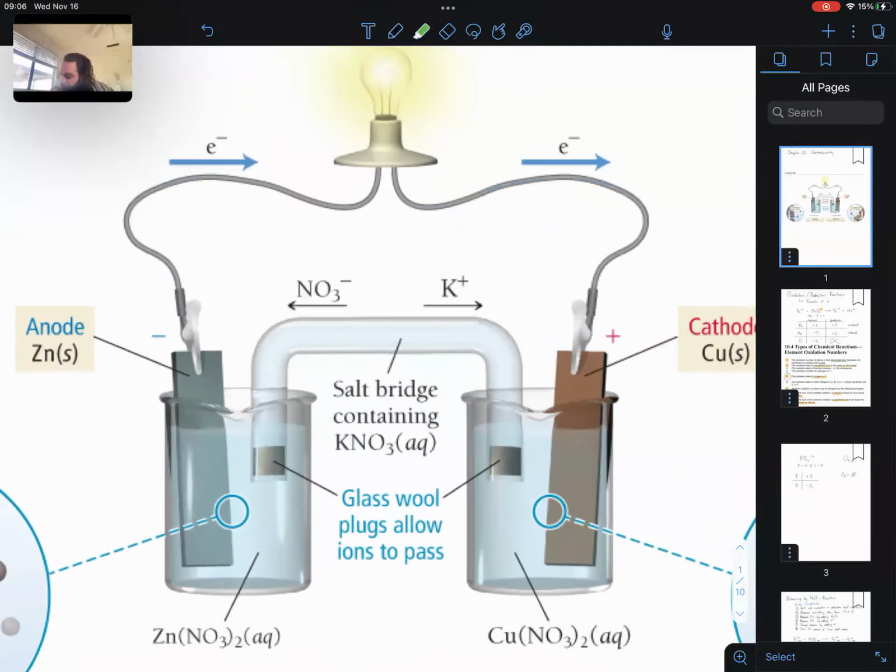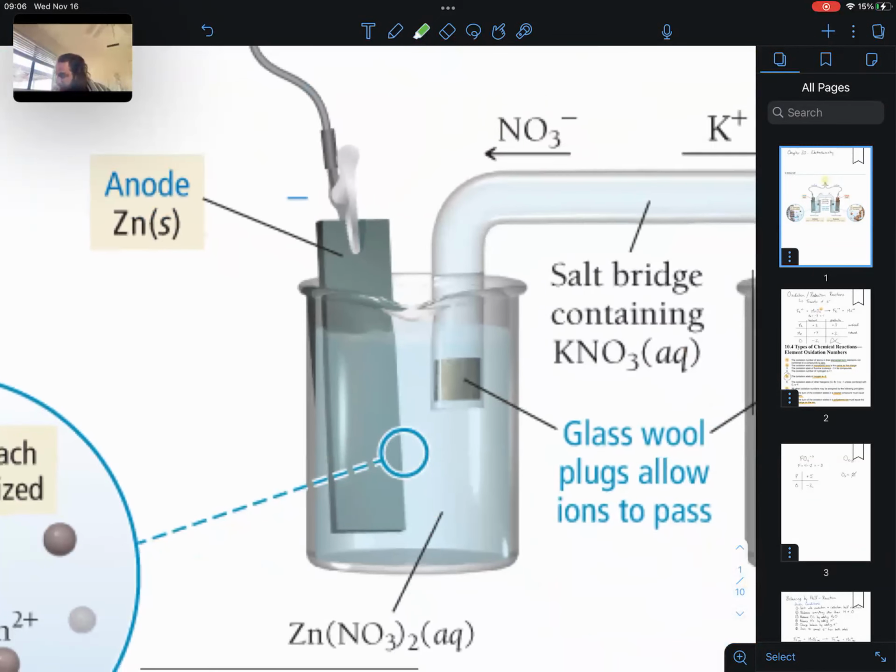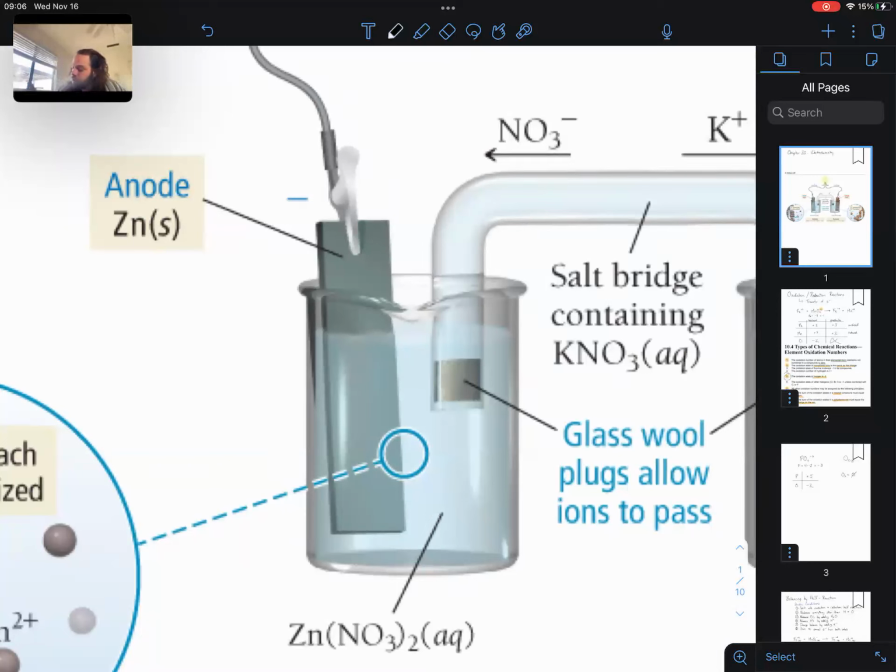Okay, so just focusing on this side here real quick. And we'll talk about each one of these components. So I know that at first it's like, wow, that thing looks kind of complicated, but let's just talk about each of these components. So over here, we have this solid bar of zinc, and it's sitting in a solution of zinc nitrate.